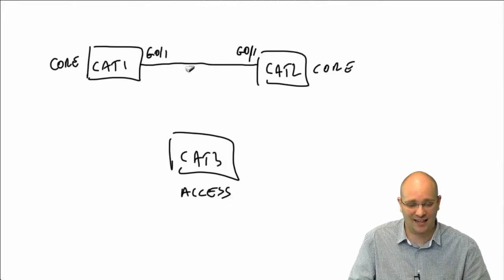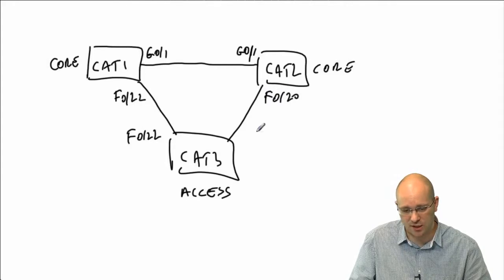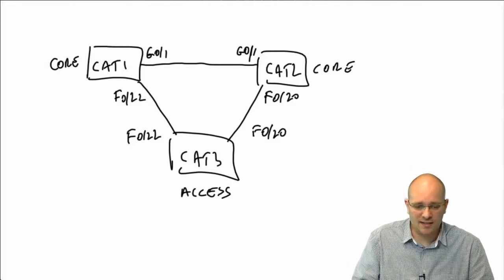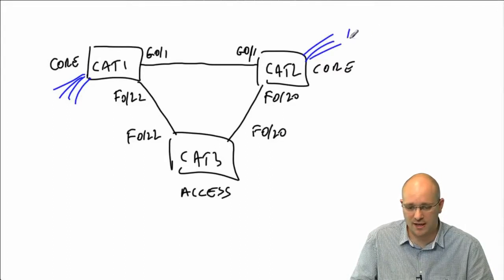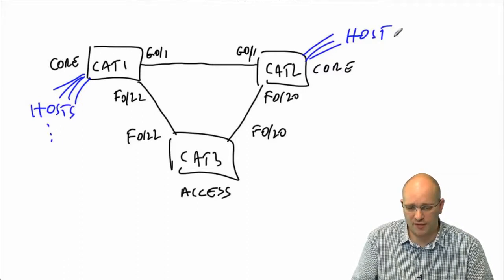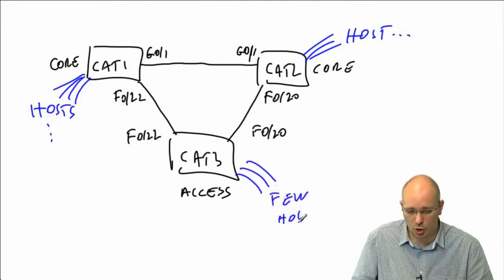Let's say that it is an access switch, and it has dual uplinks to both Cat1 and Cat2, but these uplinks are a little bit slower. So these are going to be the Fast Ethernet links. So this is going to be FastEthernet 0/22, and this is going to be FastEthernet 0/22 here. This is FastEthernet 0/20, and this is FastEthernet 0/20. In this network, let's say that the majority of hosts are behind Cat1 and Cat2. So these are some hosts here and some hosts here, a large number of hosts. And let's say that behind Cat3, I just have a few hosts.